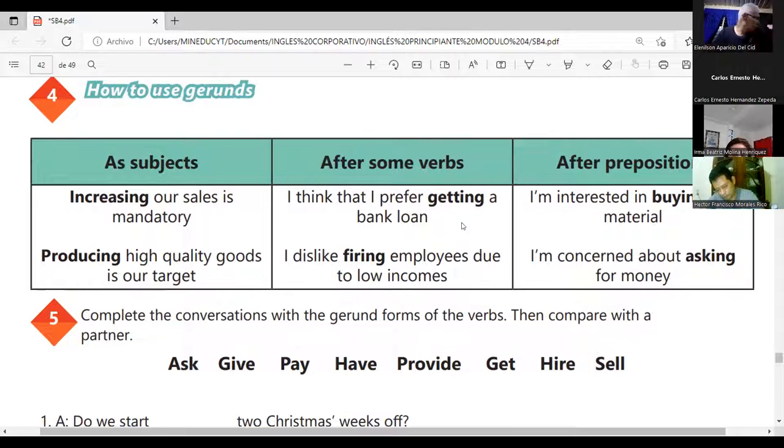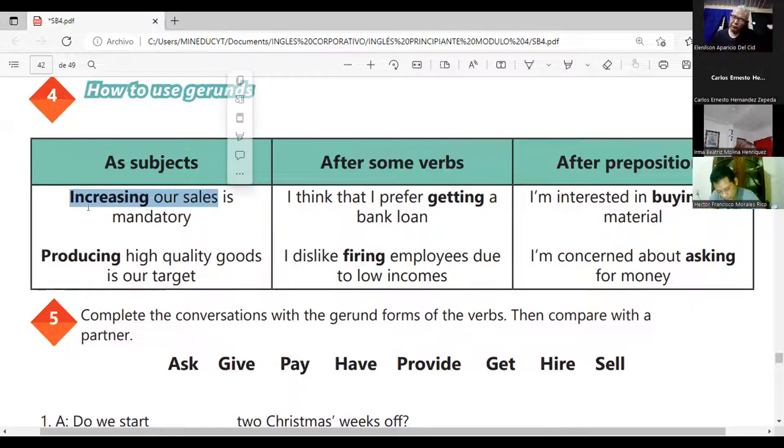Any other question? No? In the first column... Yeah. What is the subject? The subject is increasing ourselves. Es una frase. It's a phrase. Pero esa frase empieza con un verbo en gerundio. Por eso dice que el gerundio funciona como un sujeto, porque empieza con un verbo con ing. All right? Pero en sí, todo el sujeto es increasing ourselves.